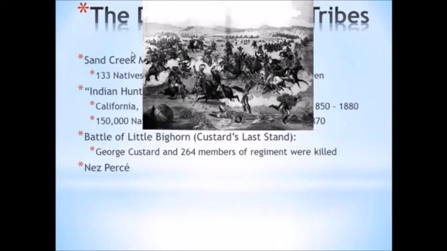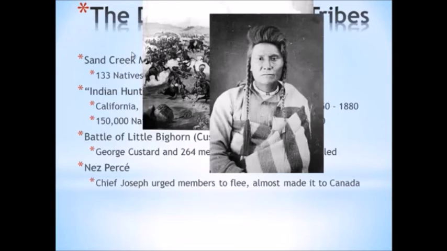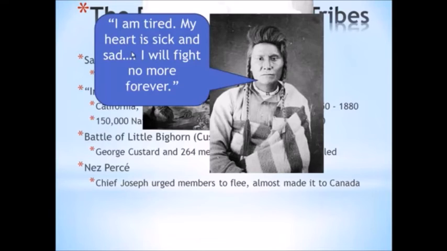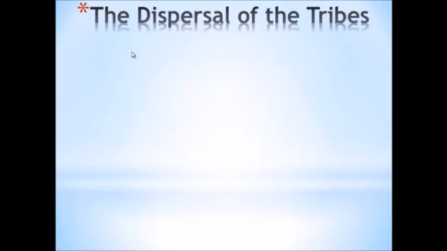Nez Perce was a Native American tribe led by this guy, Chief Joseph, and he urged his members to flee, and he almost made it to Canada, but he was caught before getting to Canada, and when he was caught, he said, "I am tired, my heart is sick and sad, I will fight no more forever." So Chief Joseph and the Nez Perce are giving up their fighting with the federal government.